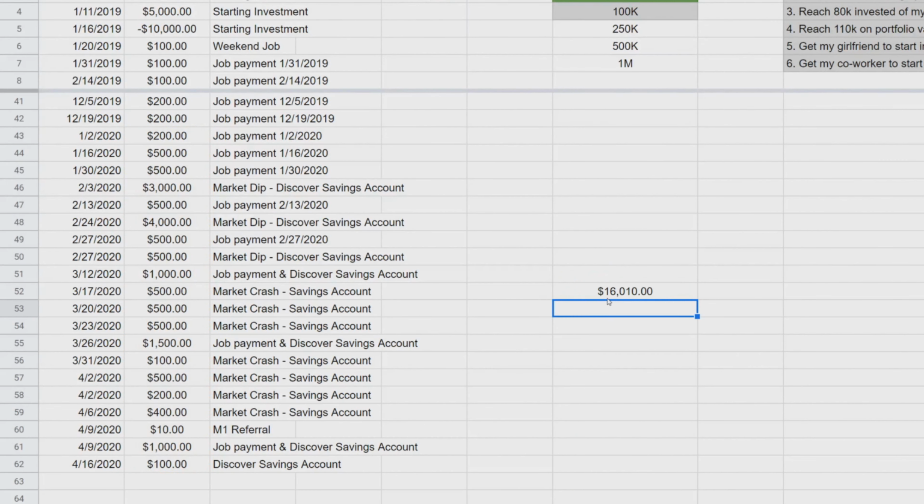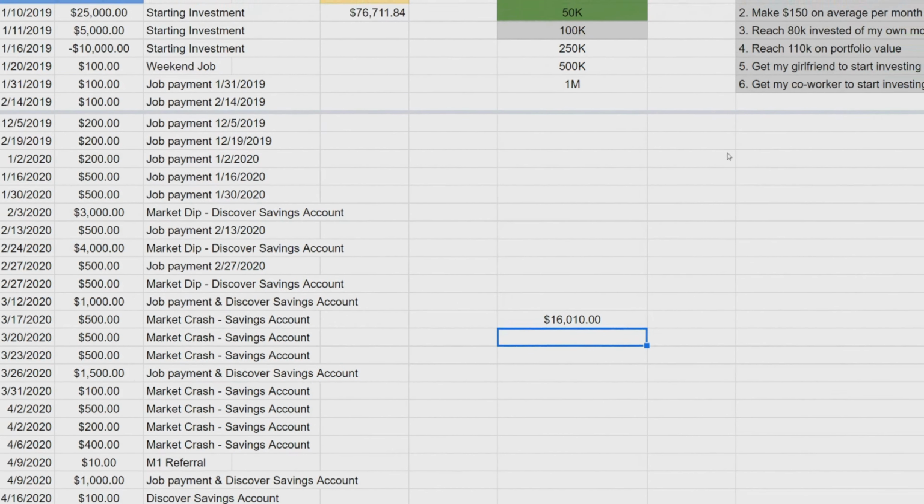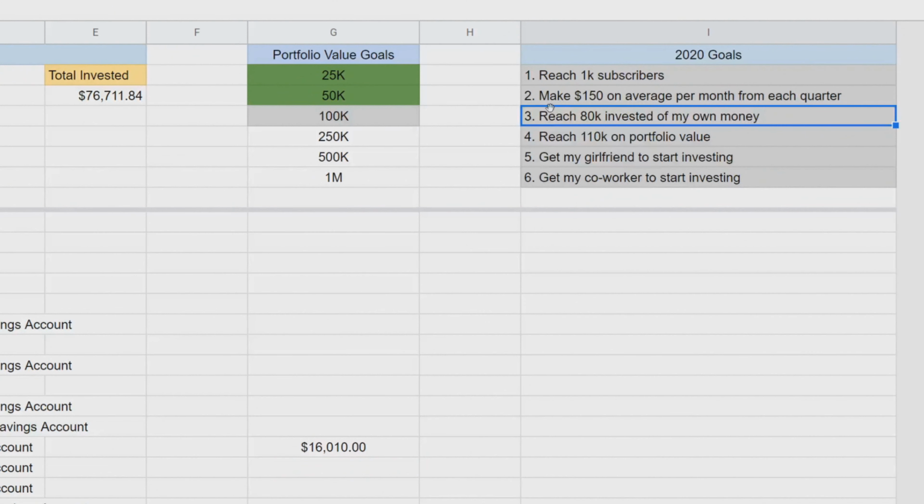So we've contributed $16,010 so far of 2020. So that's pretty impressive. I'm wondering how much we will be doing by the end of 2020. And we're going to get this portfolio to grow a lot larger. And we're already very close to meeting goal 3. We technically already beat goal 2.